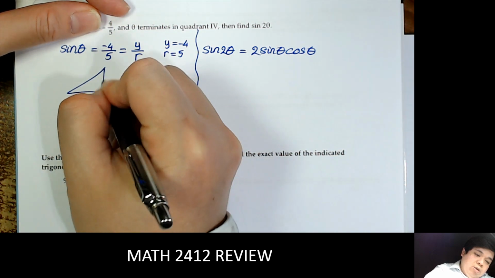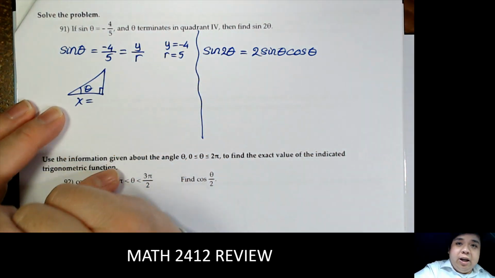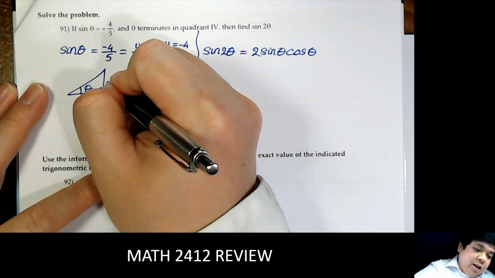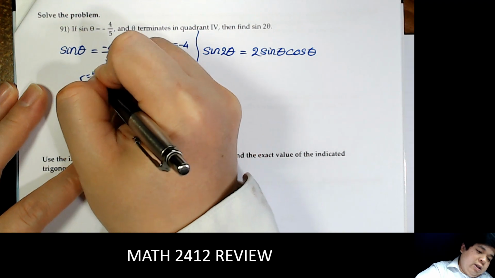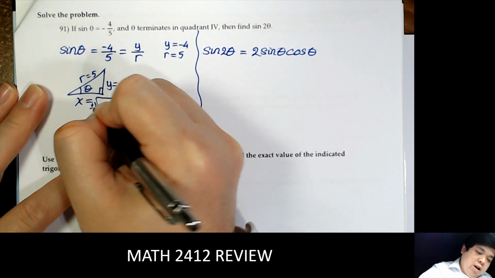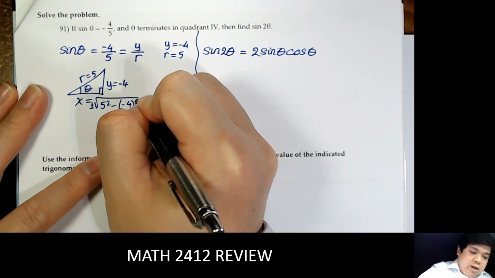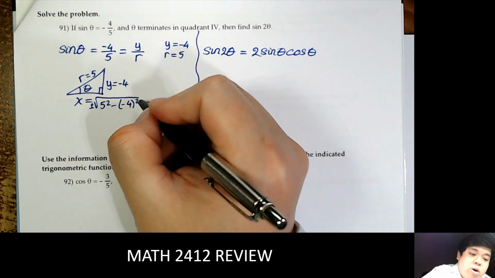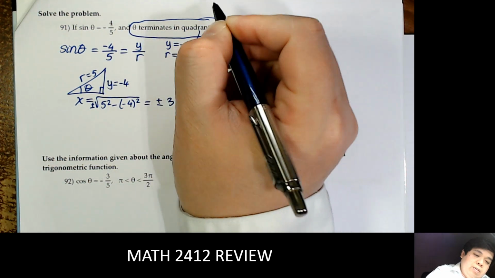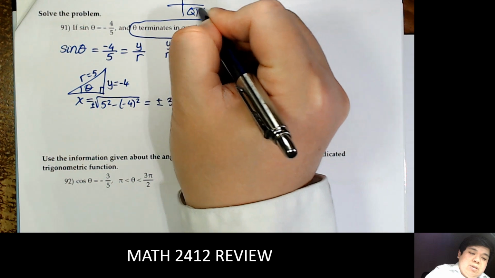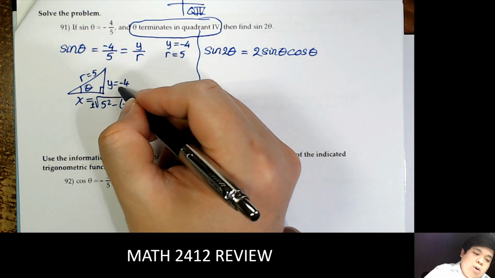So we can put it in the right triangle. X we don't know. Y is negative 4, sorry. R is 5. And x is equal to plus or minus the square root of 5 squared minus negative 4 squared. So that is 9. Square root of 9 is 3. So plus or minus 3. This is in quadrant 4. In quadrant 4, x is positive. So x is going to be positive. So we have x, y, and r.